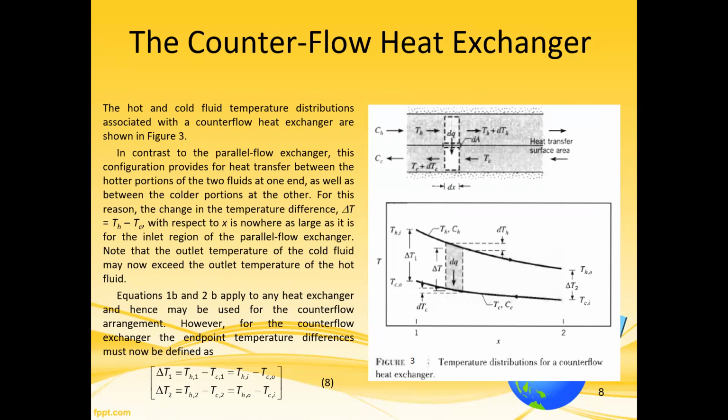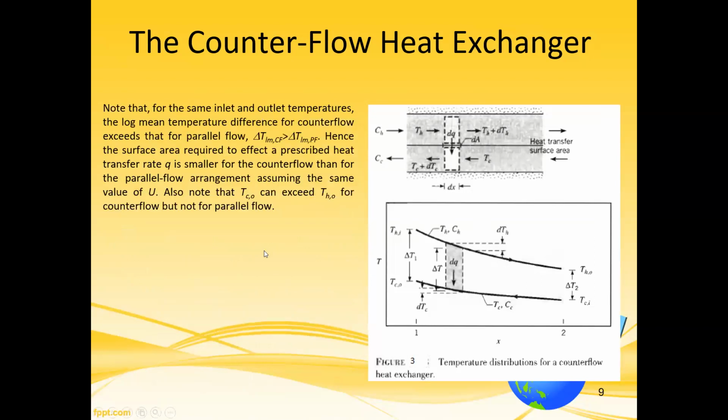Equations 1b and 2b apply to any heat exchanger and hence may be used for the counterflow arrangement. However, for the counterflow exchanger, the endpoint temperature differences must now be defined as delta T1 = Th1 - Tc1 = Th,i - Tc,o, and delta T2 = Th2 - Tc2 = Th,o - Tc,i. That is for the counterflow heat exchanger.